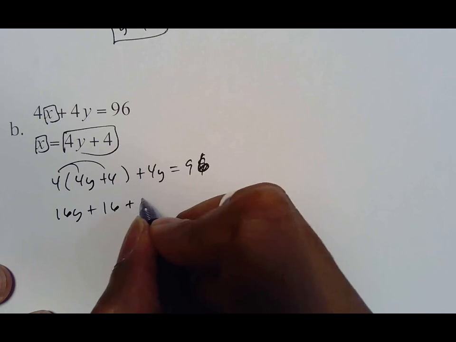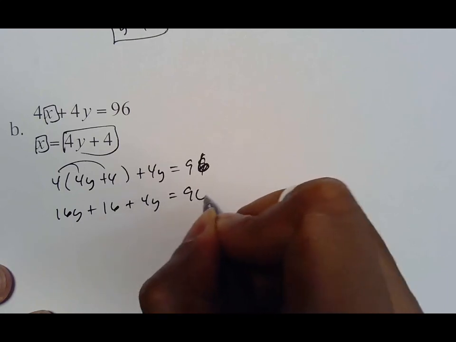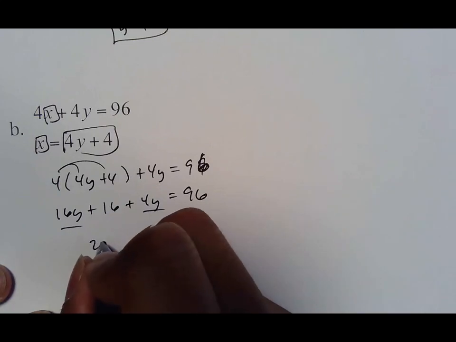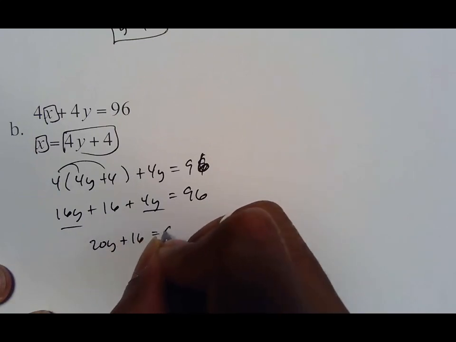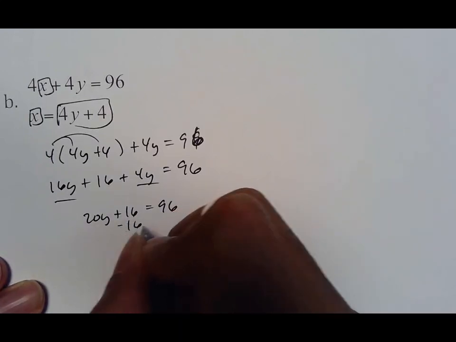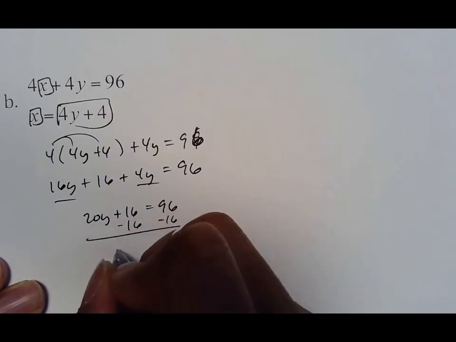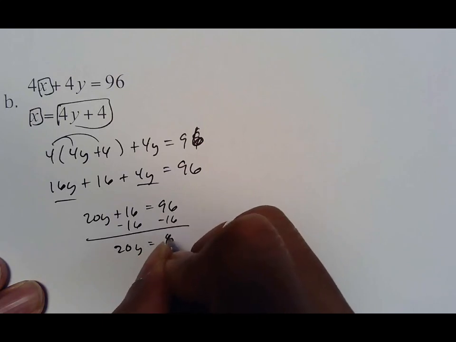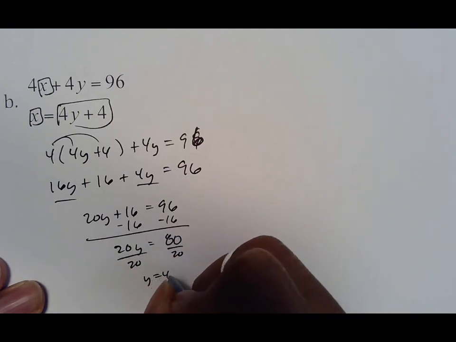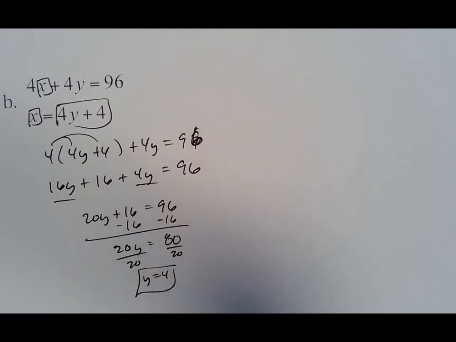Remember, you got to distribute appropriately. Plus 4y equals 96. We then put these 2 things together, and we get 20y plus 16 equals 96. From there, we solve. So we move the number that's being added or subtracted. 20y equals 80. We then divide by 20 to get y equals 4. Oh, that's boring. Same answer.